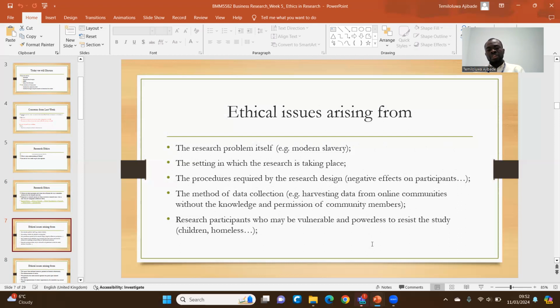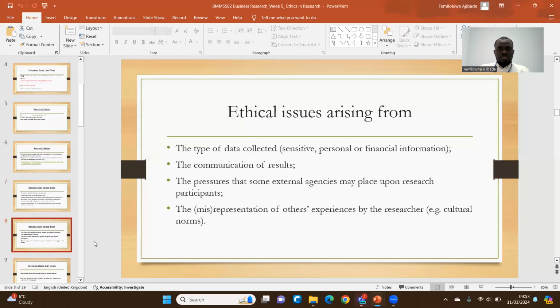Now, another point is that research participants who may be vulnerable and powerless to resist the study. When it comes to participants that are vulnerable, one needs to follow some ethical procedures and guidelines to ensure that you are not breaching their rights, and then you have full consent. For instance, when we talk of vulnerable people, you are talking of children, you are talking of elderly people that cannot make decisions by themselves. Yeah, we are talking of the homeless. Now you know that when you have these people, there are some people that are responsible for them. And so every necessary consent and permission must be considered before a research is conducted using this category of people.